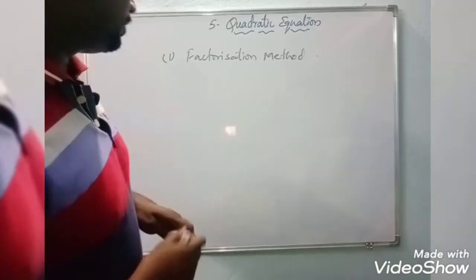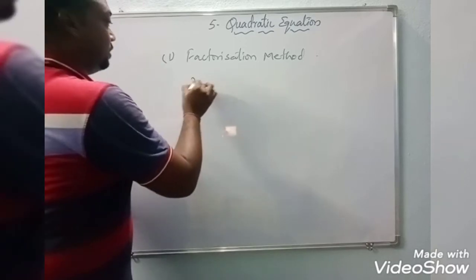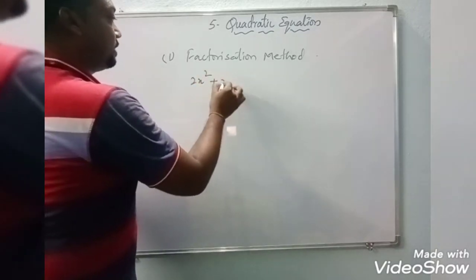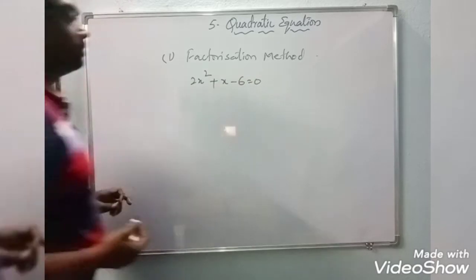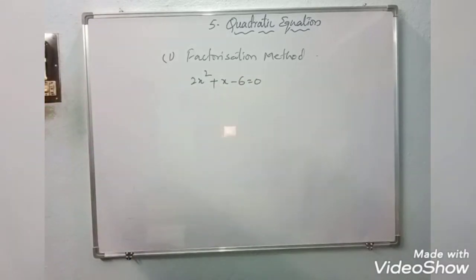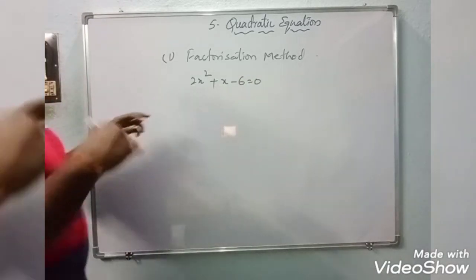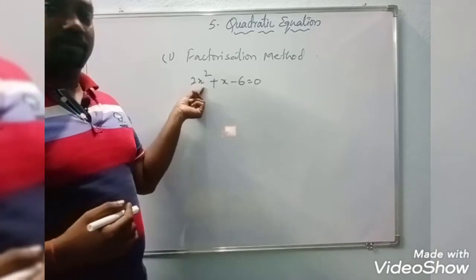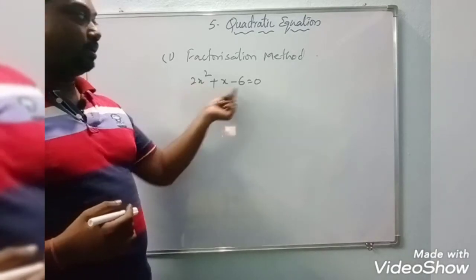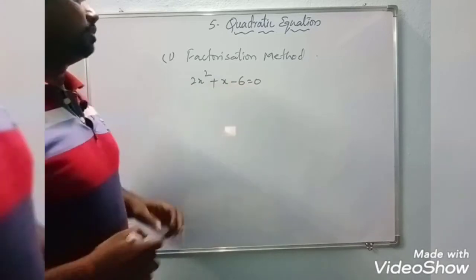Now if I take one more example, that is 2x square plus x minus 6 is equal to 0. Now here you have to find the factors of this value. So in the previous problem a value was not there, so here I have taken a value and also we have taken the value of c.